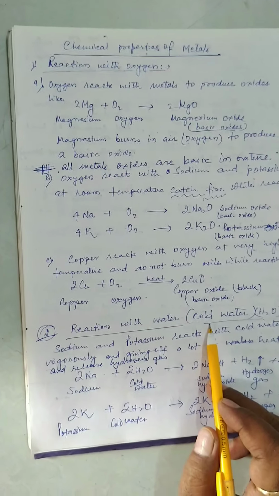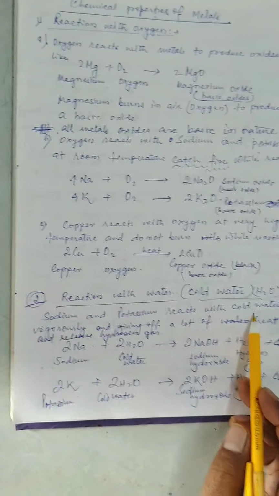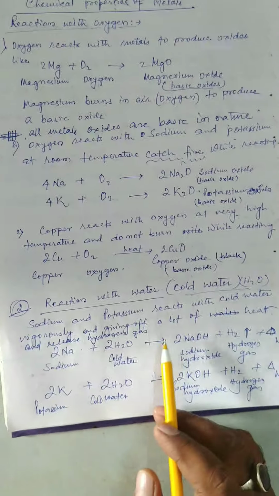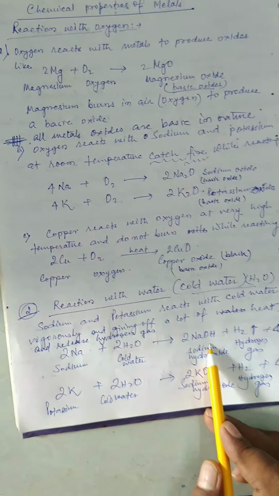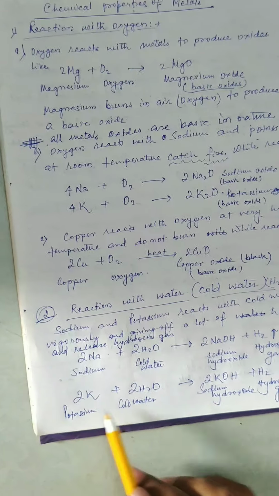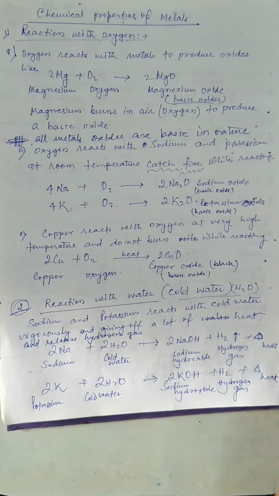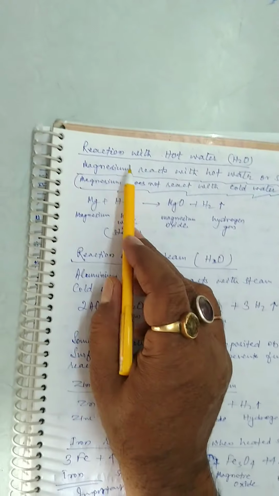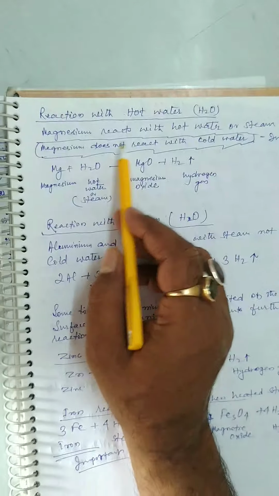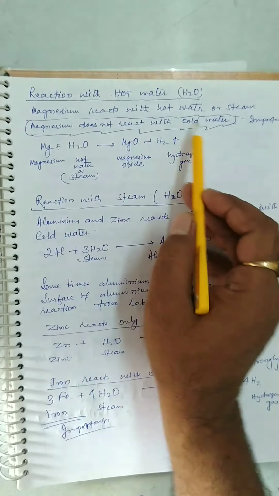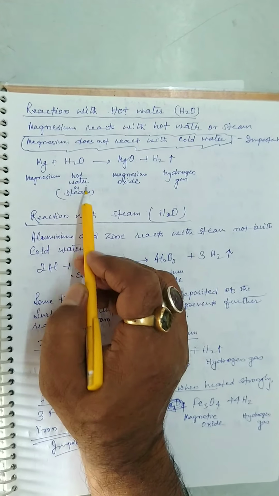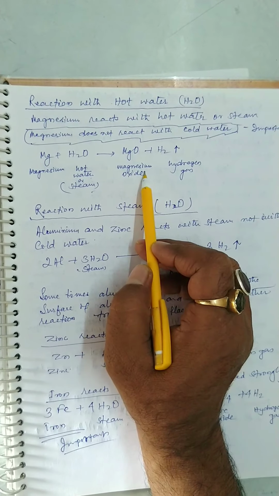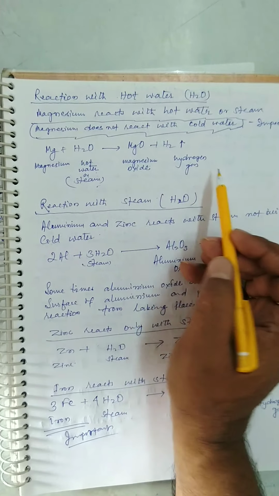Reaction with cold water. Sodium and potassium react with cold water vigorously, giving off a lot of heat and releasing hydrogen gas. Sodium reacts with water to form sodium hydroxide and hydrogen gas. Potassium reacts with water to form potassium hydroxide and hydrogen gas, giving enormous heat. Next, reaction with hot water. Magnesium does not react with cold water. Magnesium reacts with hot water or steam. Magnesium plus water forms magnesium oxide and hydrogen gas.